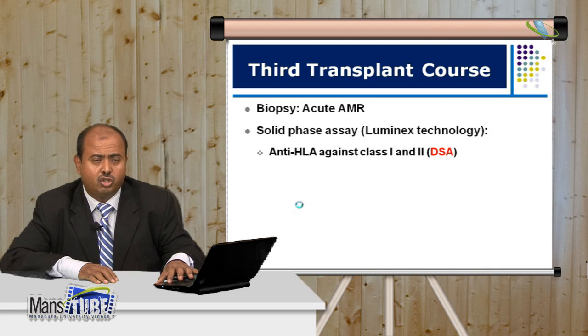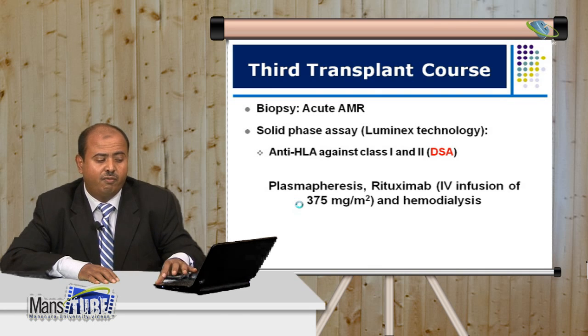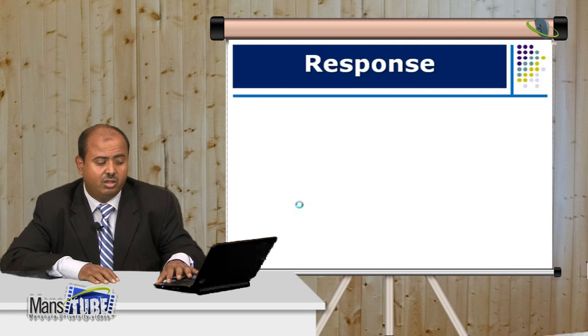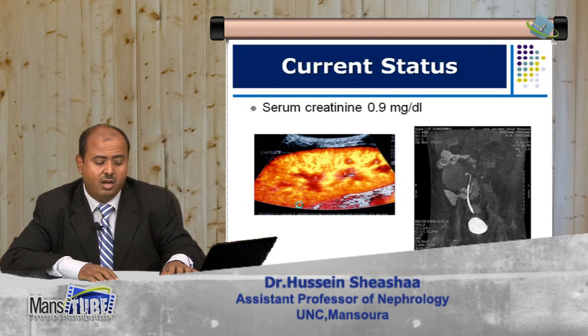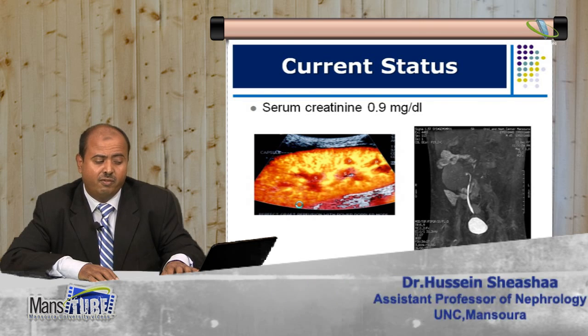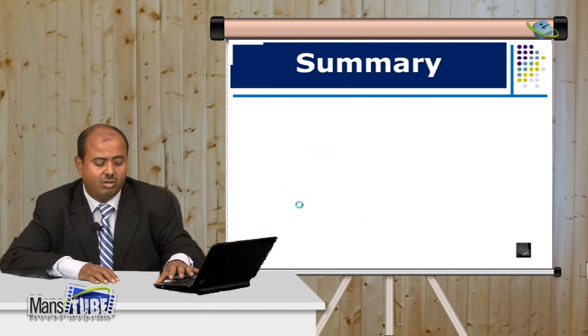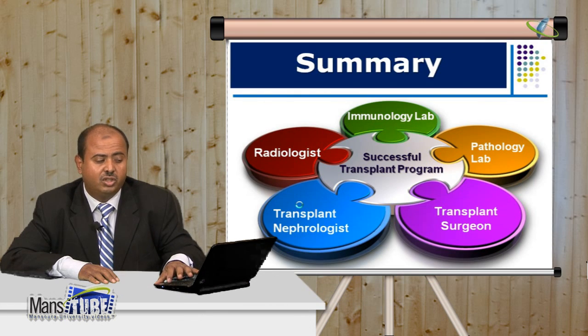The biopsy showed the full blown picture of acute antibody-mediated rejection, and we repeated the evaluation of donor-specific antibody and found the presence of donor-specific antibody against both class 1 and 2. The patient was treated with plasmapheresis, rituximab, and hemodialysis was initiated to support the patient. With marked improvement in everything, the urine increased, creatinine decreased, and currently the patient has serum creatinine about 9 milligrams per deciliter.